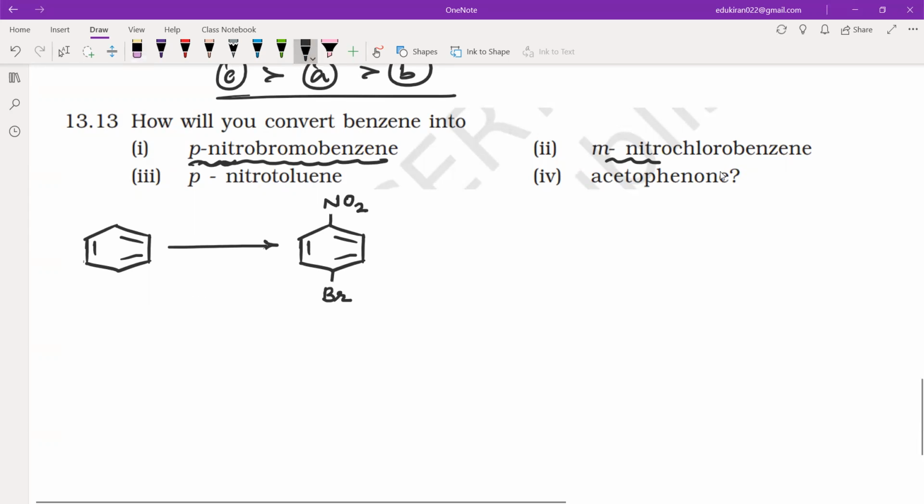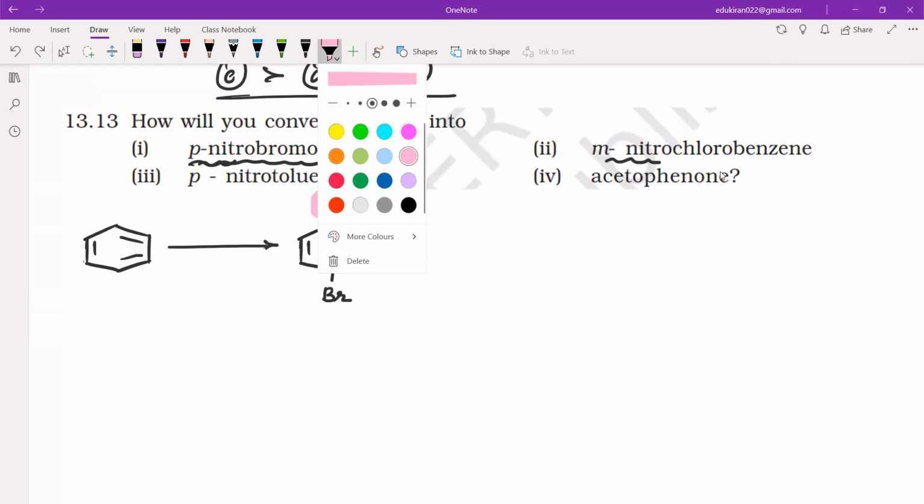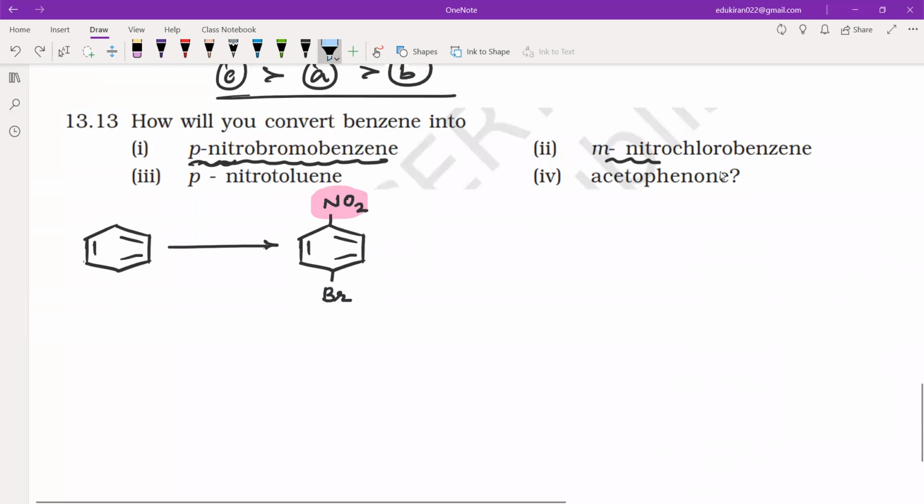So you didn't understand the question, right? Okay, listen. Just answer me. What are the groups added? Tell me. What is this group? Nitrogen dioxide. Nitro group, right? Nitro group. And what is this group? Bromo. So bromine is added here, and the nitro group is added there.